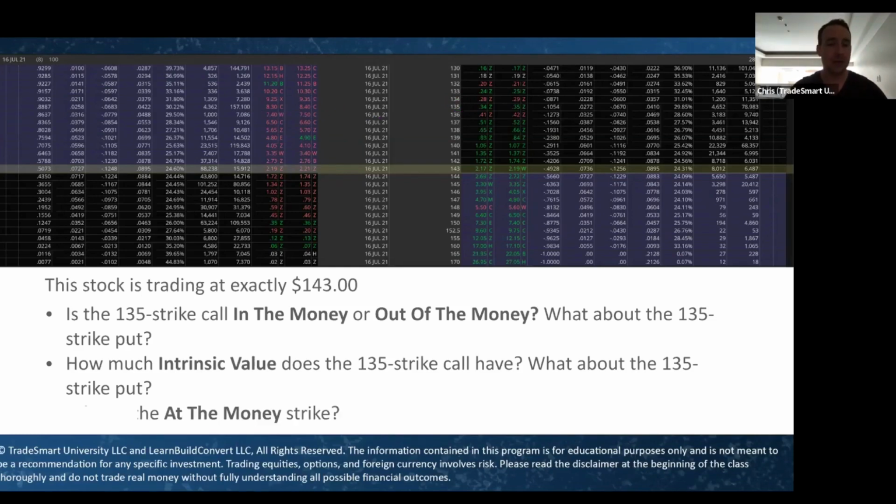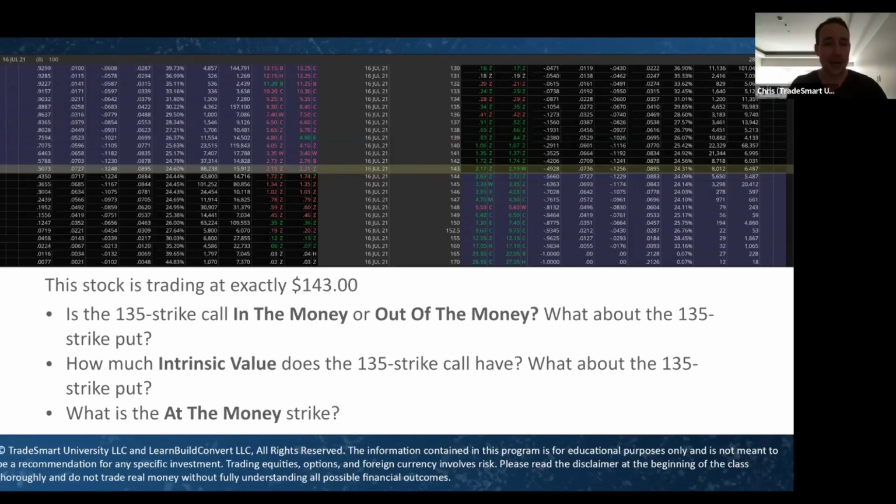And then what about the at the money strike? Which one is that? Exactly. All right. Well, Tom is on top of it. All right, cool. Barry, you're on top of it as well. I appreciate it. So good. So you guys are picking up what I'm putting down here, smelling what I'm stepping in.